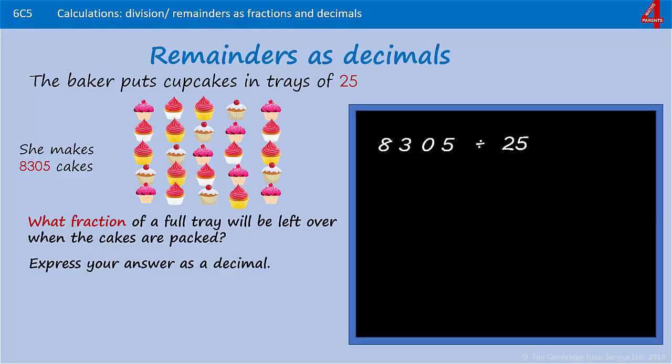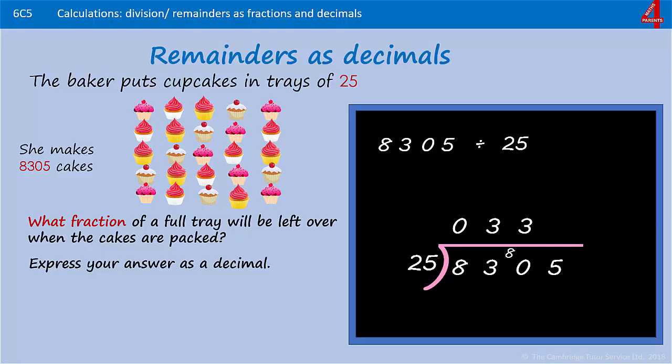8,305 divided by 25. Again, using the short division method. 25s into 8 doesn't go. 25s into 83 is 3 times, that's 75. 8 left over. 25s into 80, again, 3 lots is 75, that's 5 left over. 25 into 55 goes twice, and we have 5 left over. The answer to the calculation is 332, remainder 5.